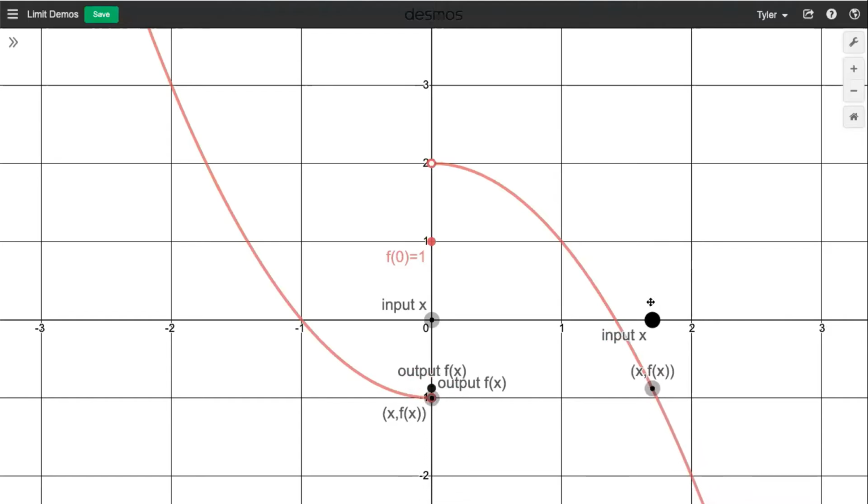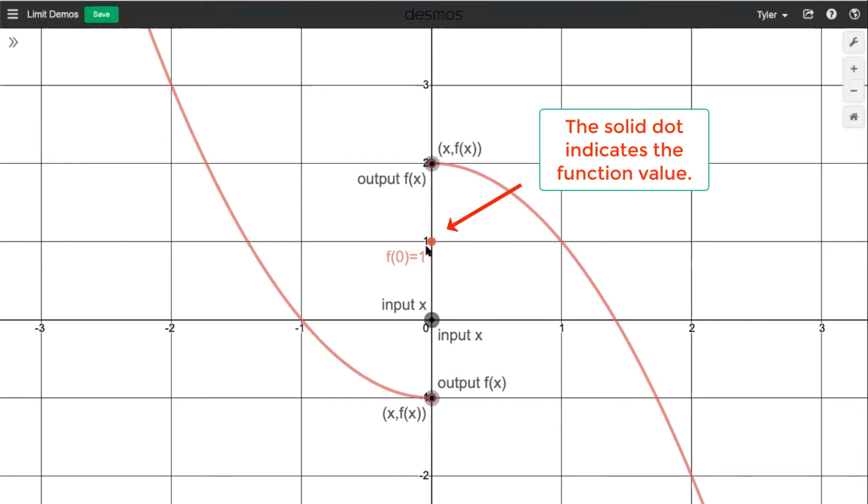And you can see that the output coordinate on the y-axis is increasing. So the y value is getting bigger. And as x gets closer and closer to 0, that y value gets closer and closer to the value 2. You can see on the axes. All right, so the left-hand limit of this function is -1. The right-hand limit at 0 is 2. They're not equal, so there's no two-sided limit.